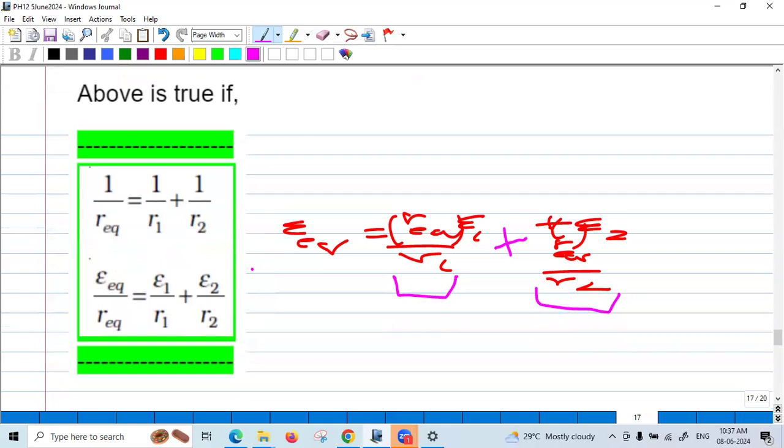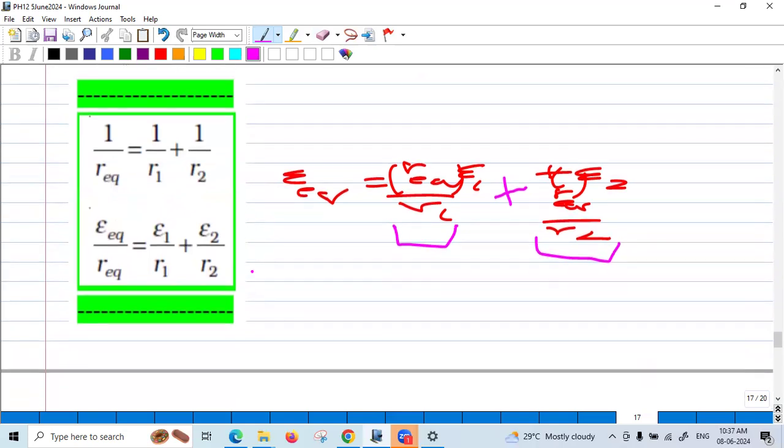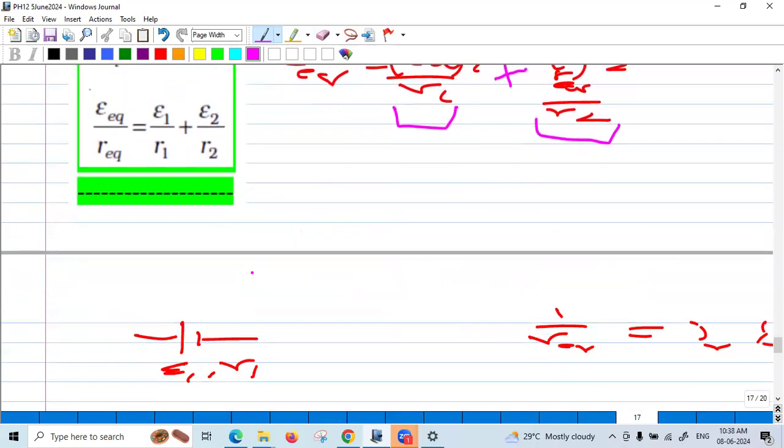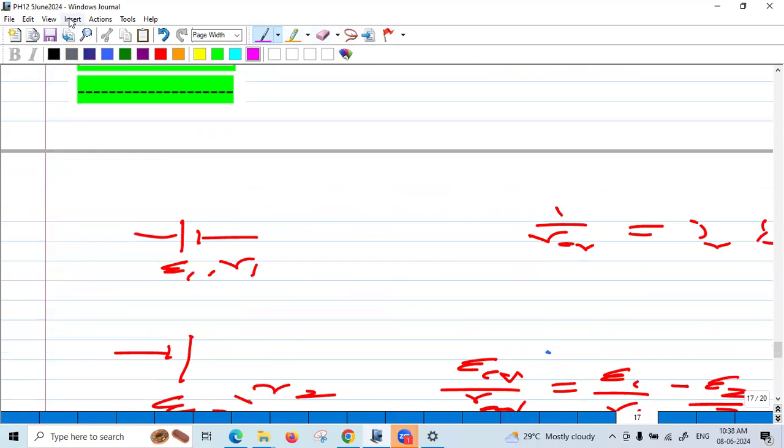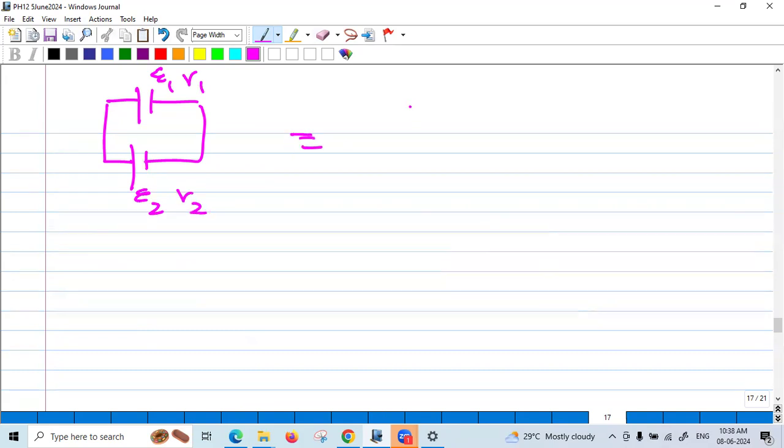So once I have this for two cells in parallel, I can extend it to 10 cells. So you have two cells of value E1 with internal resistance R1 and E2 with internal resistance R2. I can represent them by a single cell where R equivalent is related to R1 and R2 as 1 by R equivalent equal to 1 by R1 plus 1 by R2. So I have to do the calculation, take the reciprocal, and I'll get R equivalent. To get E equivalent, we have this relation.